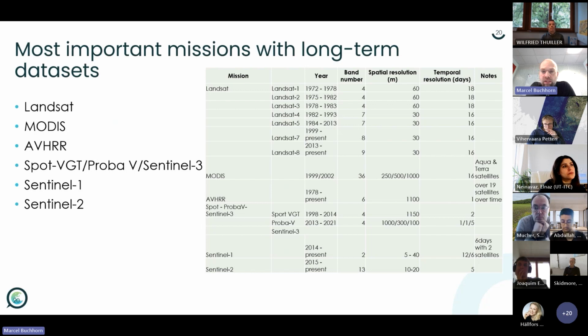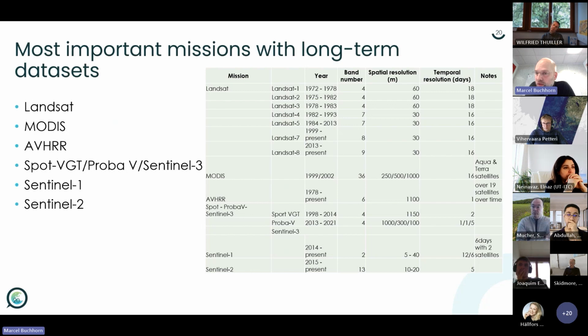So you have the MODIS satellite, which was launched in 1999, and in 2002 was the second. So MODIS itself is two satellite missions, the Aqua and the Terra satellites. Overall, that is not only one satellite mission. I think it was quite revised because they're also already running over 20 years.